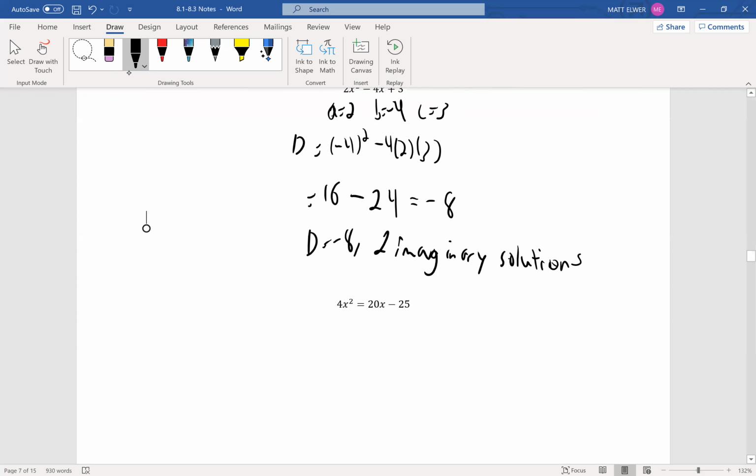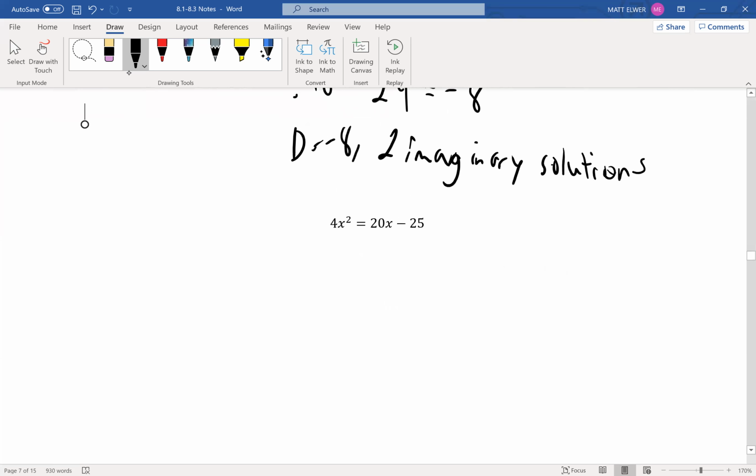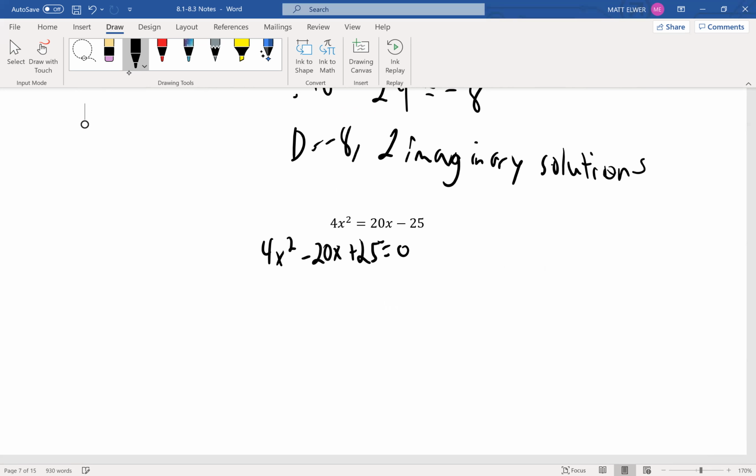we have to do a little bit of work first, right? So we need it in the form of ax squared plus bx plus c is equal to 0, right? So we have to make this equal to 0 before we can find the discriminant. So what I'm going to do here is subtract 20x on both sides and add 25 on both sides. So if I do that, we get 4x squared minus 20x plus 25 is equal to 0.